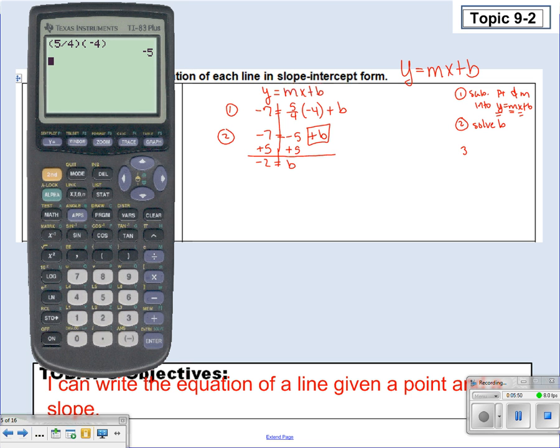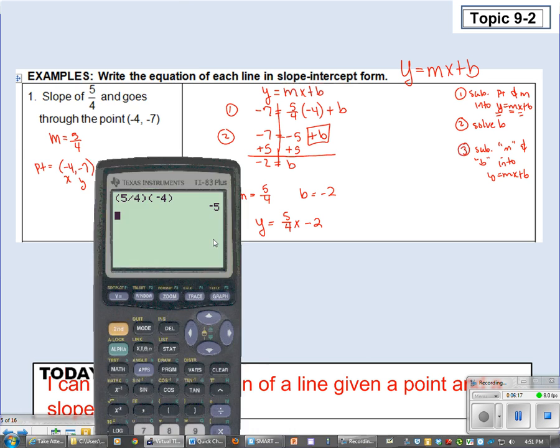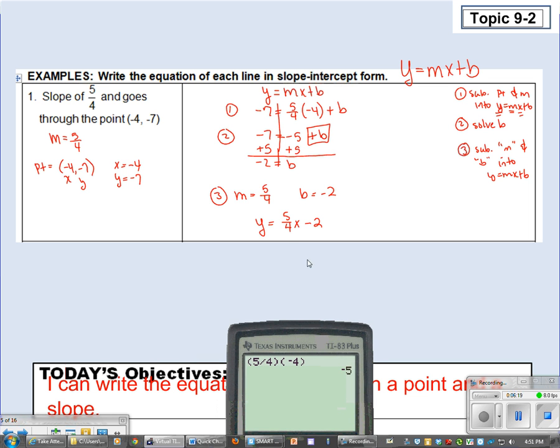Our third step was to substitute the m that was given and the b that we just solved for into the y equals mx plus b equation. So step 3, we know that m was 5/4, that was given. Our b we just solved for was -2. So we get y equals 5/4 x minus 2. We now have our equation that has a slope of 5/4 that goes through this point.